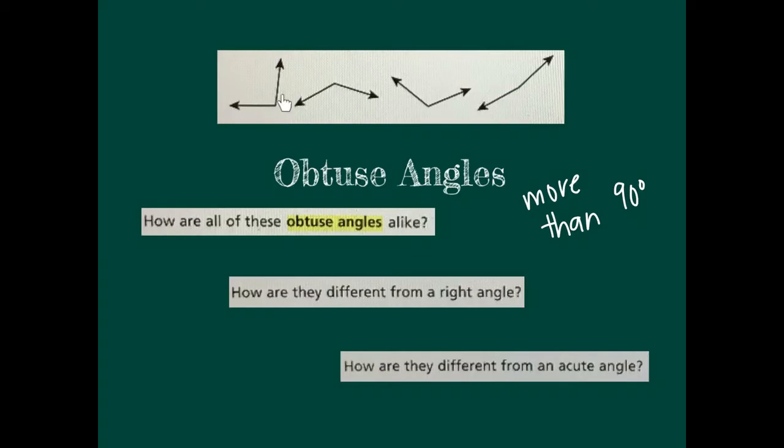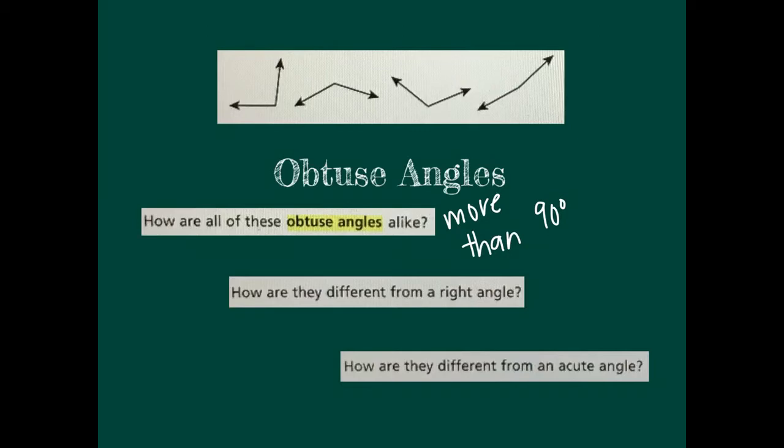They're referring to these obtuse angles up above. So we have 4 examples. This one's almost a straight angle, but not quite. And this one looks like it's just a little bit more than 90. So we know that all obtuse angles have to be more than 90 degrees. So together they'll have that in common.